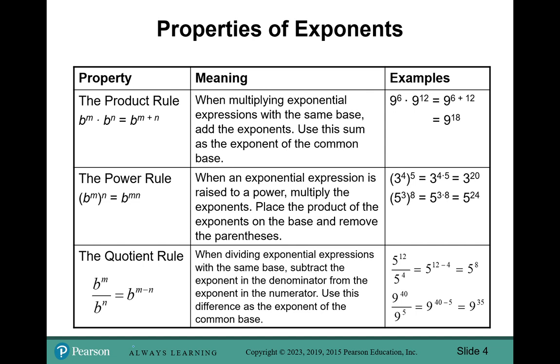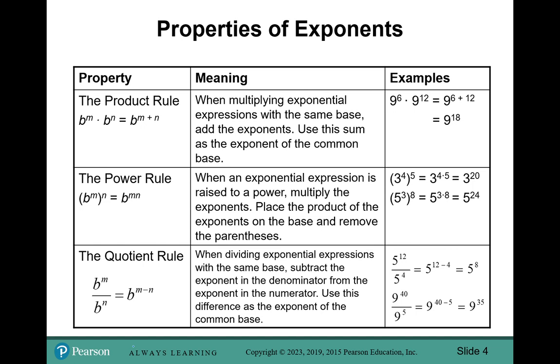Up next is the quotient rule. We have b to the m over b to the n is b to the m minus n. So if I have my same base here, but I have a division going on, I'm going to subtract my exponents. It says when dividing exponential expressions with the same base, subtract the exponent in the denominator from the exponent in the numerator. Use this difference as the exponent of the common base.